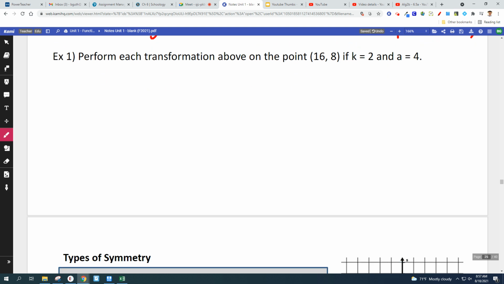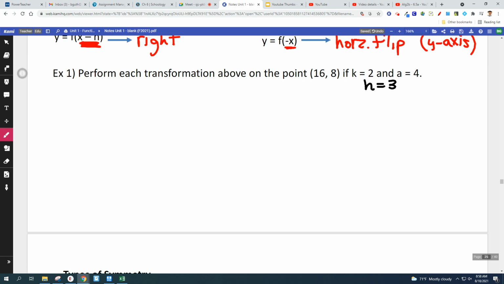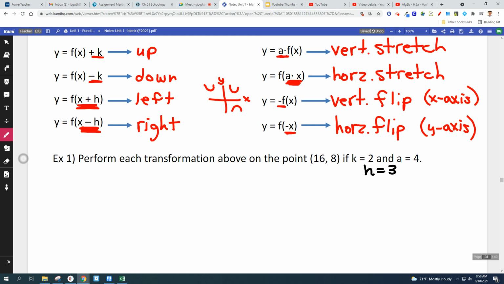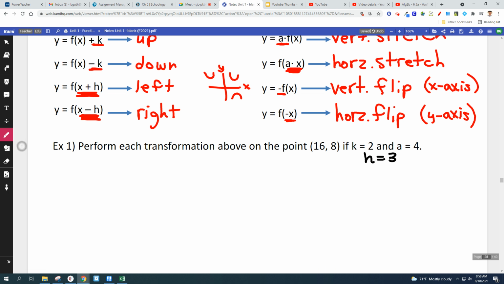Number 1, I left out a piece of important information, so I want you to add this in. It says k equals 2. I want you to add in h equals 3 and a equals 4. So perform each transformation above on the point (16, 8) if k equals 2, h equals 3, and a equals 4. So I'm talking about these transformations.